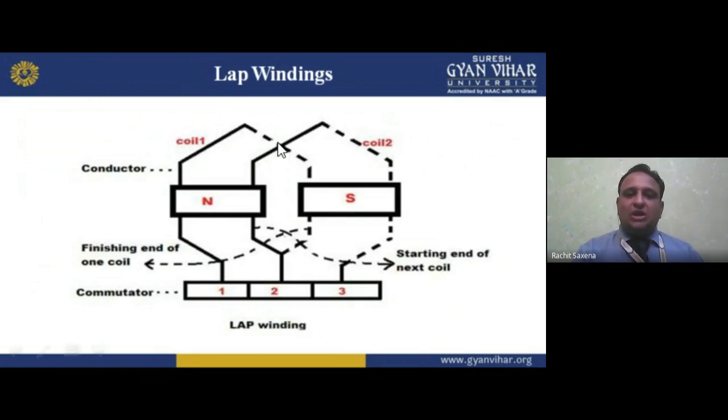Now this is coil 1, this is coil 2. This is the north pole, this is the south pole. Now this is a conductor. Each turn consists of two conductors. One thing I want to tell you at the start, because it is very basic.